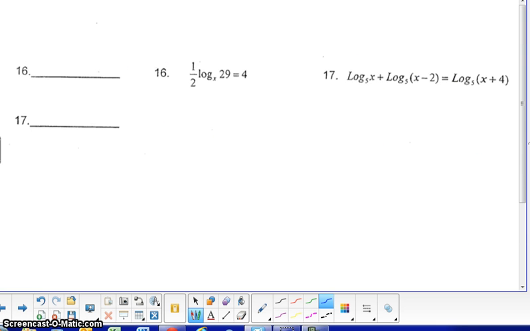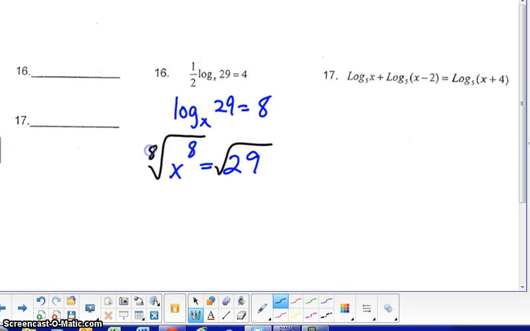Okay, let's go on to the next one. 16, you would want to go ahead and simplify as much as possible by multiplying 2 to both sides. And now you can just change it into exponential form. x to the 8 equals 29. And then we haven't seen this, I don't think ever, but you would take the 8th root, just like if there's a 3 or 4, whatever that number is, you would take the root of that.